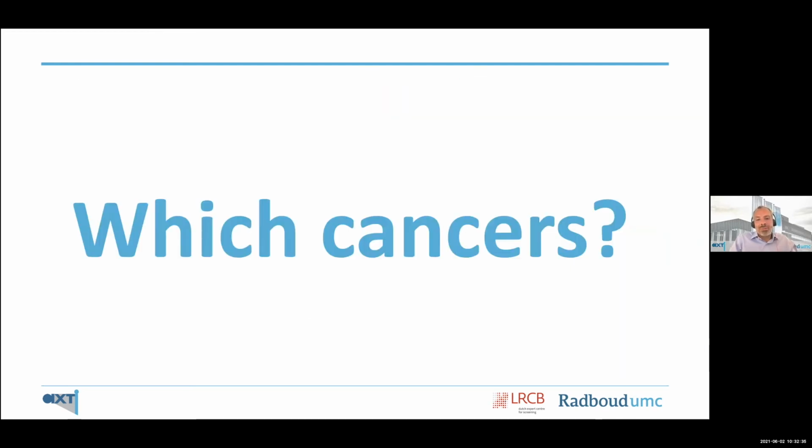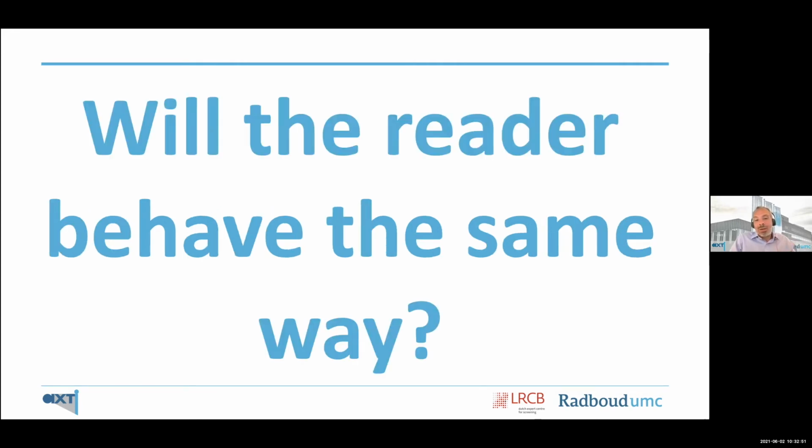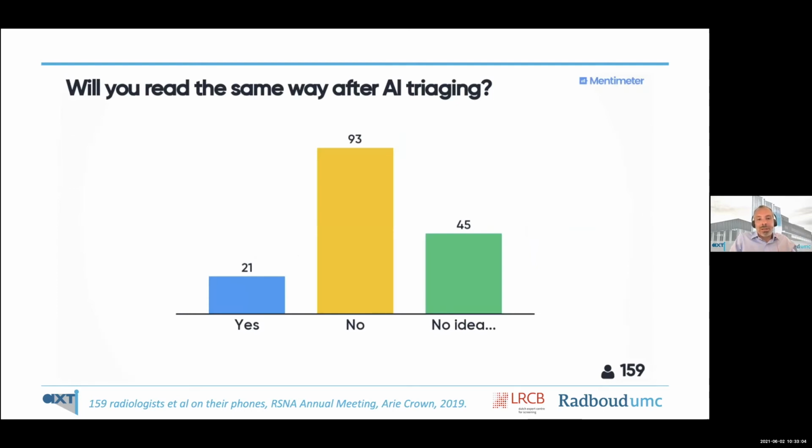Of course, the evidence that we still need to generate is which cancers does AI-based screening find? Is it the same ones? It's not a question only about numbers, but also the dangerous cancers are the ones that we need to find. And another thing that we cannot capture with all these retrospective studies is how will the reader behave if he or she knows that the AI pre-selected the cases that the reader is reading. And when I asked the 159 radiologists this question, not all, but many recognize that they wouldn't read the same way. And that is something that we need to investigate further.